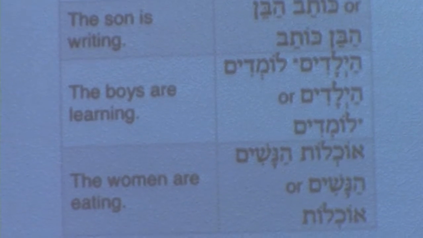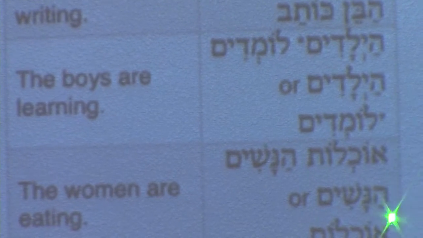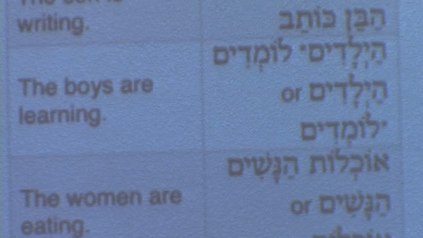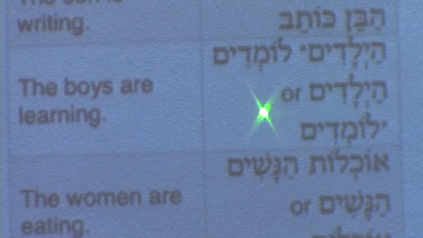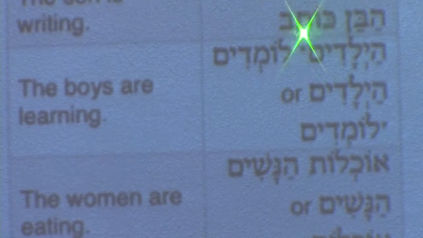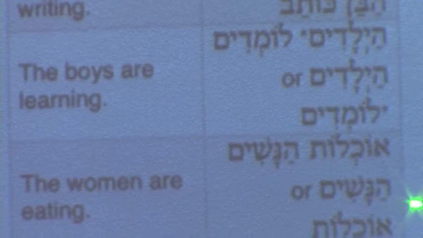This is the important word, and we're going to look at it in just a few minutes so you can understand a little more about how this is formed. Hayeladim lomedim, or lomedim hayeladim. Either way. Same thing here, just emphasizing the point.